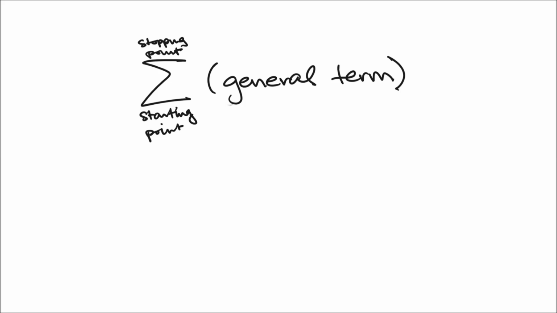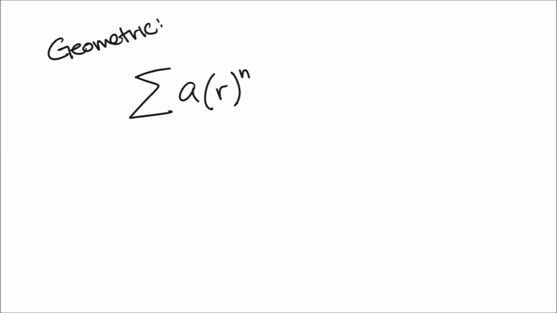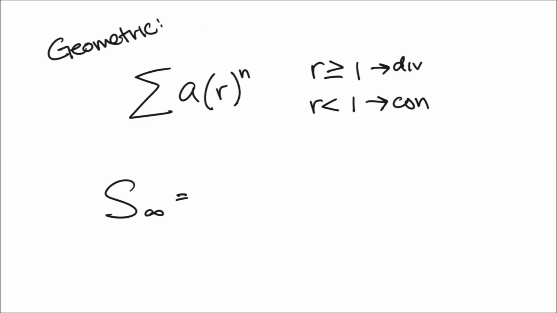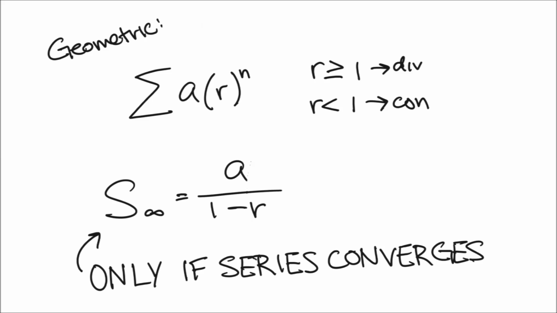The first type, and most basic of the special infinite series, is the geometric series, sigma a times r to the n. If r is greater than or equal to 1, then the series diverges. If it is less than 1, then it converges. When it converges, you can then find the sum of the series through the equation a over 1 minus r. You can only find the sum of a series if it converges. And a is always the first term.